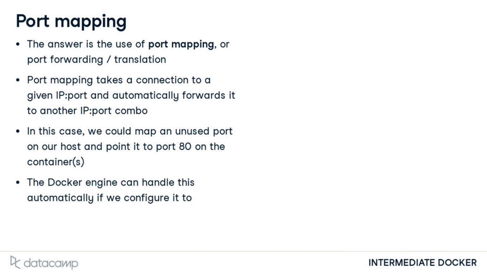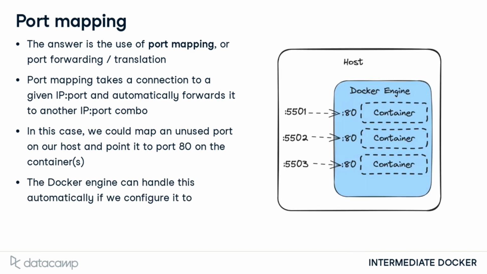Let's look at a quick example with 3 containers running in our Docker engine. Each container is listening on port 80, which works as the individual containers have their own IP addresses. To make them accessible to the host or systems that can reach the host, we can use the port mapping to connect ports 5501, 5502, and 5503 to point to port 80 on the individual containers.